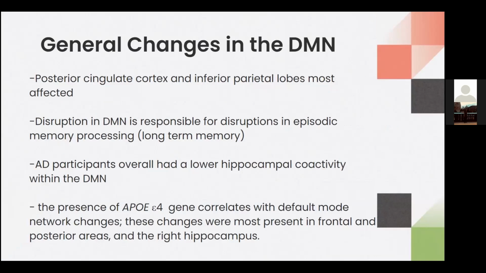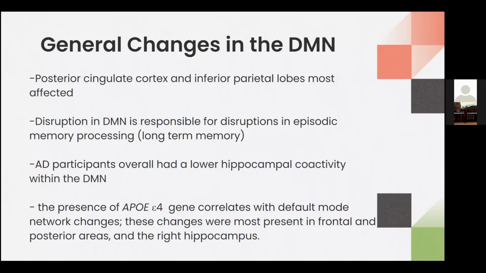So some general changes in the default mode network. The posterior cingulate cortex and the inferior parietal lobes are most commonly affected because they're a part of the default mode network. Scientists can see that when people have Alzheimer's disease, these parts of the brain do not light up, and this is consistently shown across many Alzheimer's patients.